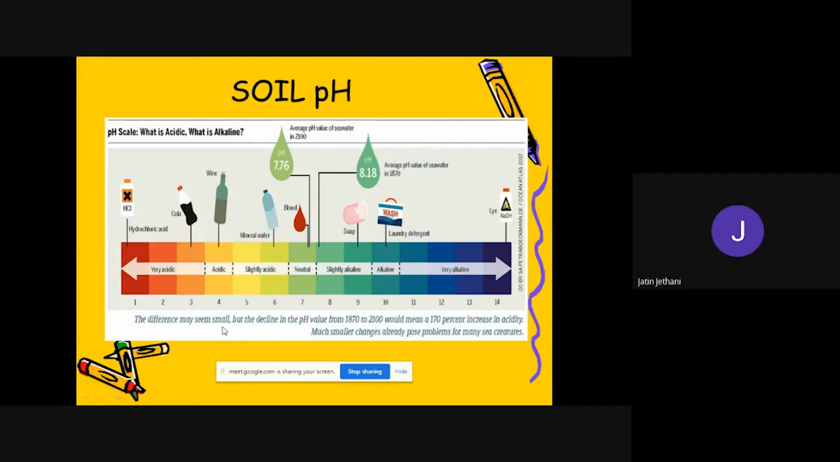So they are showing objects like Coca-Cola, which is acidic, because when you open Coca-Cola, it fizzes. And on the alkaline side, you can see laundry detergent. So mostly the cleaning materials, like soap and detergents, are alkaline. Blood is neutral, and mineral water is slightly acidic, which you can see. That is a great one.